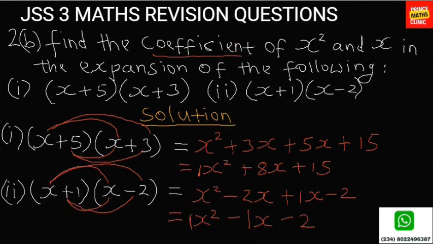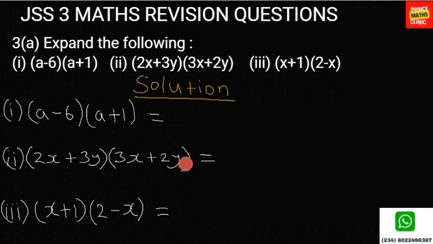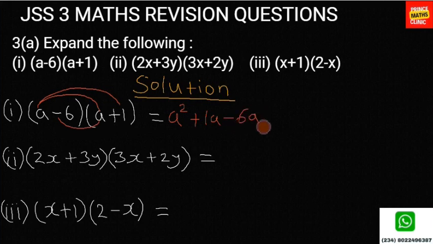So let's go. Question 3 says we should expand. So just like we did in the previous question, here we are going to be expanding. Good. So let's go. Say a times a is a squared. Then a times positive 1 is positive 1a. We are done with that. So it's minus 6 times a is negative 6a. Then minus 6 times positive 1, the minus will stay. That's minus 6.